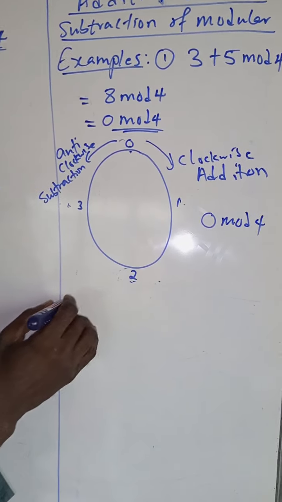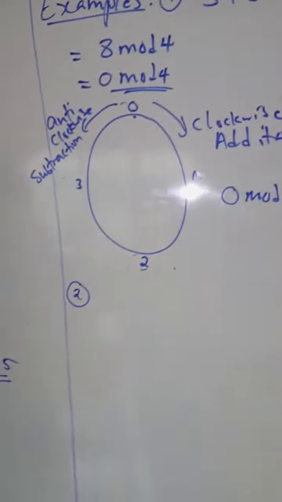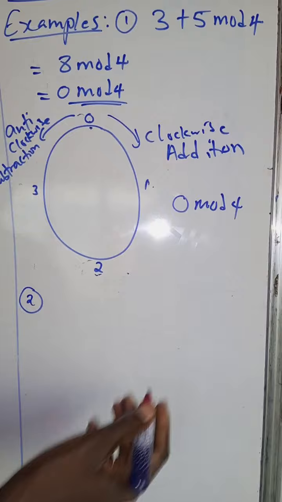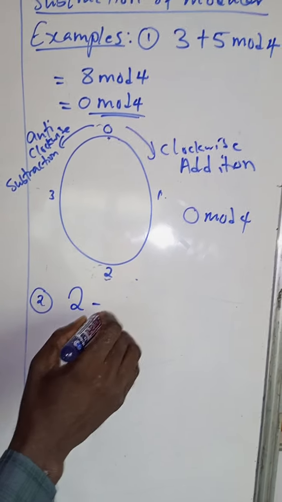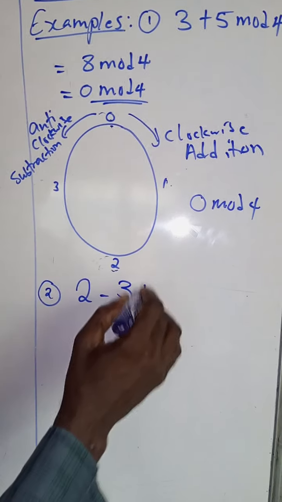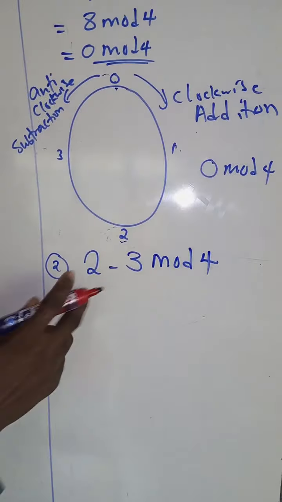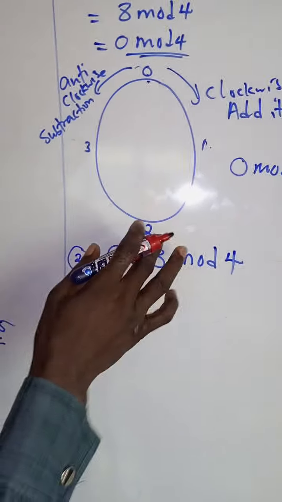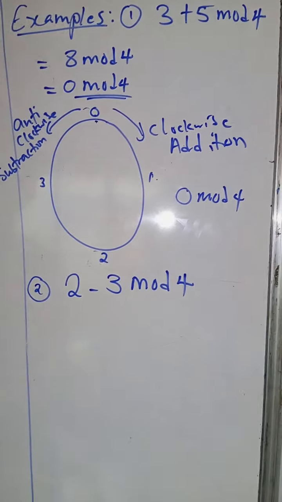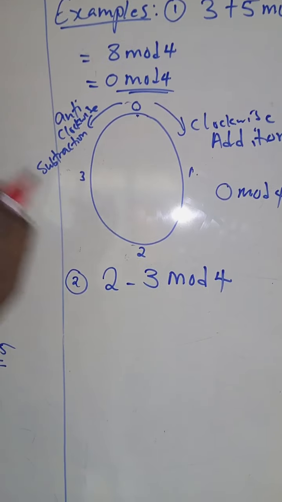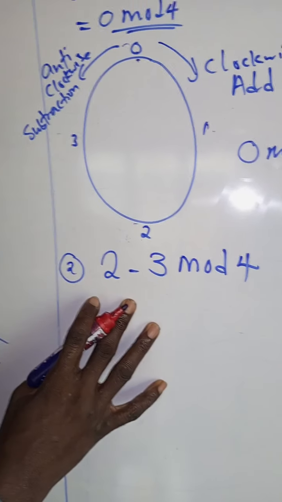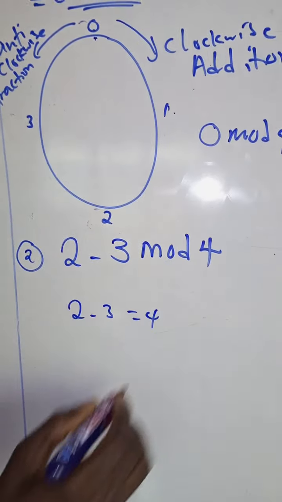So let's see subtraction. Let's say we are given subtraction in this form: 2 minus 3 mod 4. We can use the ordinary form. How do we go with the ordinary form? This is just like the operation that we normally have.